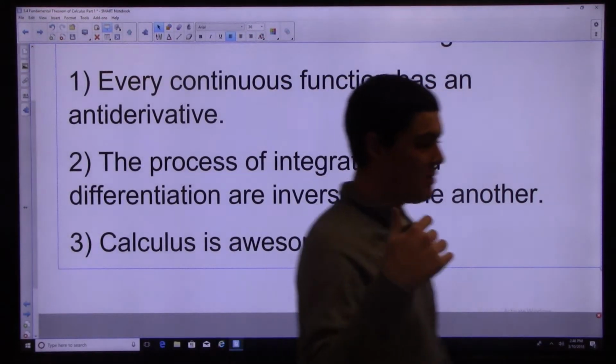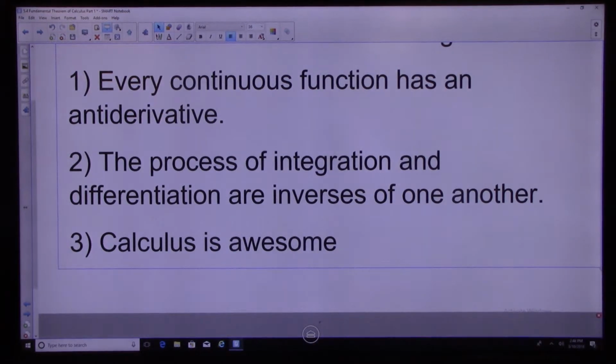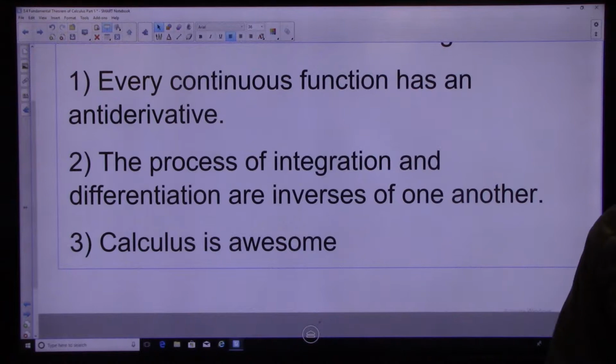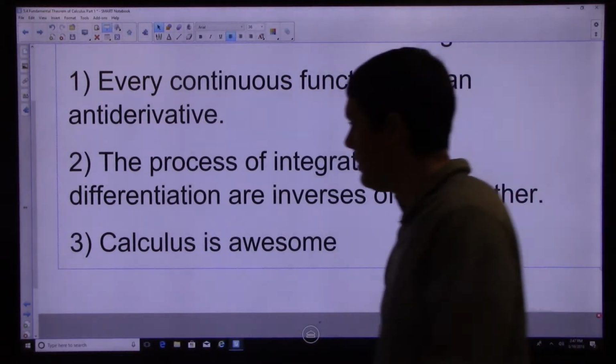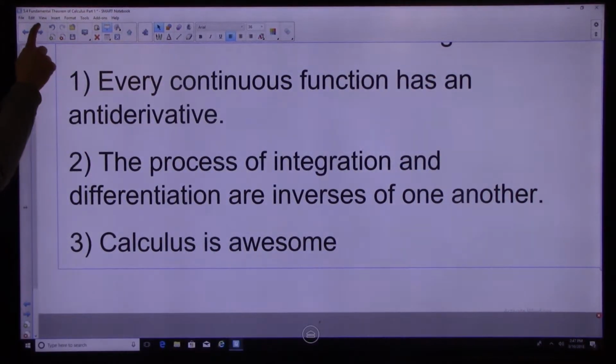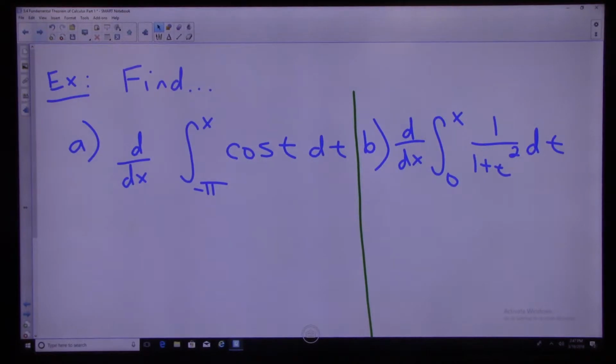All right, so let's keep going. Let's move on to the next. We're just going to do some examples, where we apply this fundamental theorem part 1. Here we go. We're going to look at these first 2 examples. These are both pretty simple, so we're just going to use that theorem there.